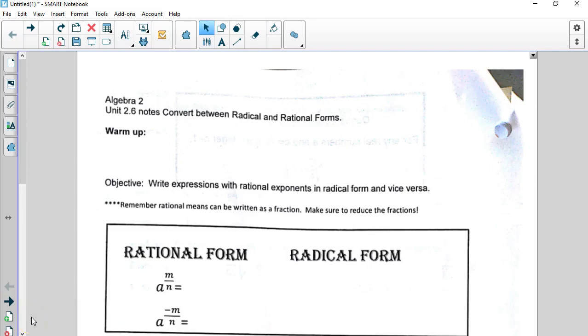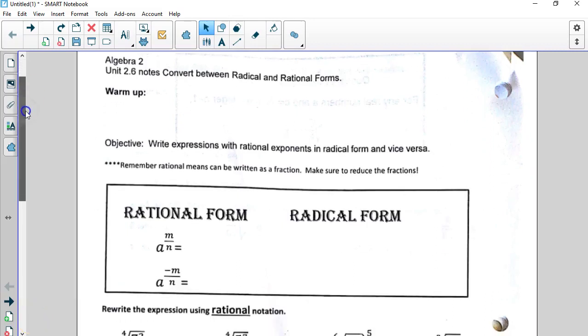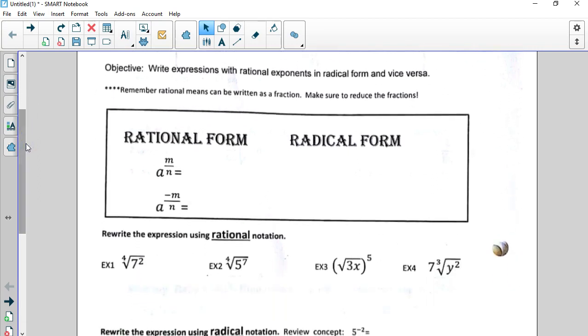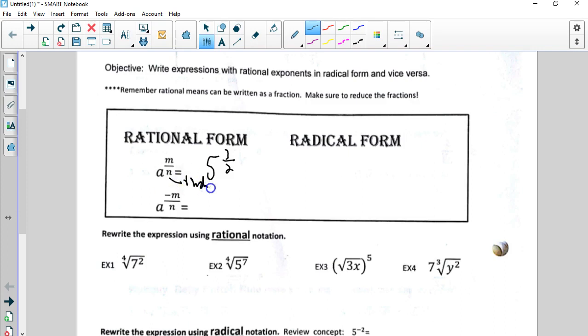2.6 notes. We're going back and forth converting between radical and rational forms. Okay, so we're writing expressions with rational exponents into radical form and vice versa. So remember, I'm going to use an example here, like 5 to the 1/2. Okay, the n is your index.